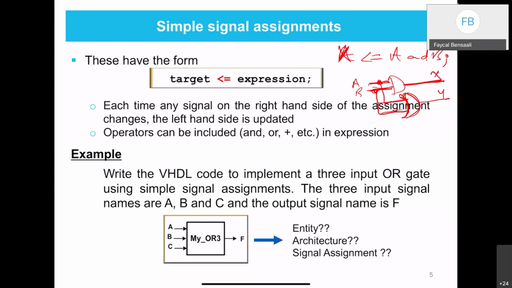So here I can do X is equal A and B, and then I can write another one to say Y is equal A or B. And this is the code that I need to write. This is the VHDL code. Do you see I'm using two simple signal assignments?